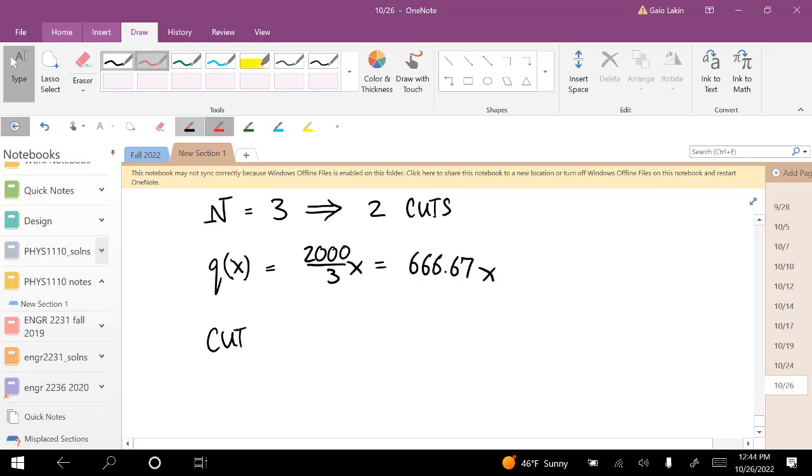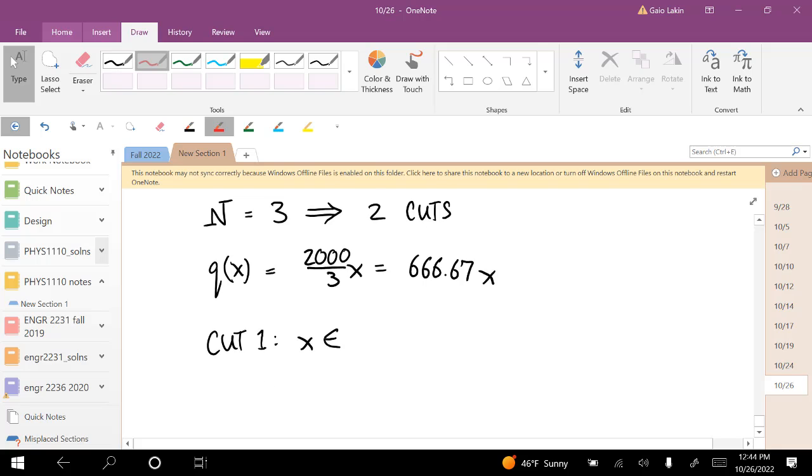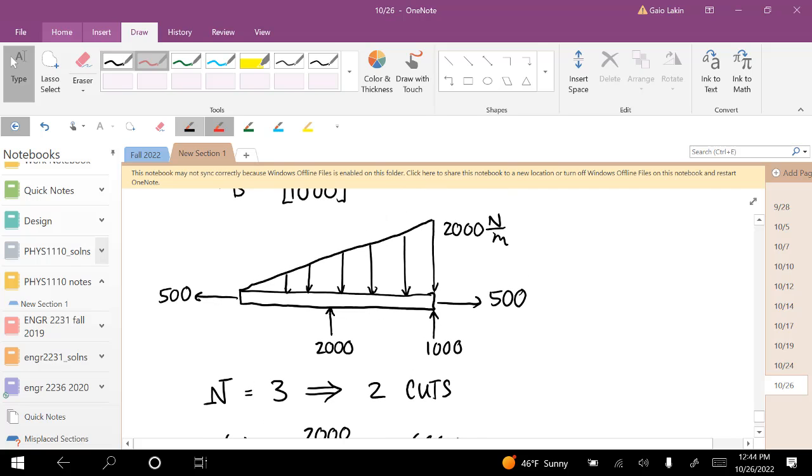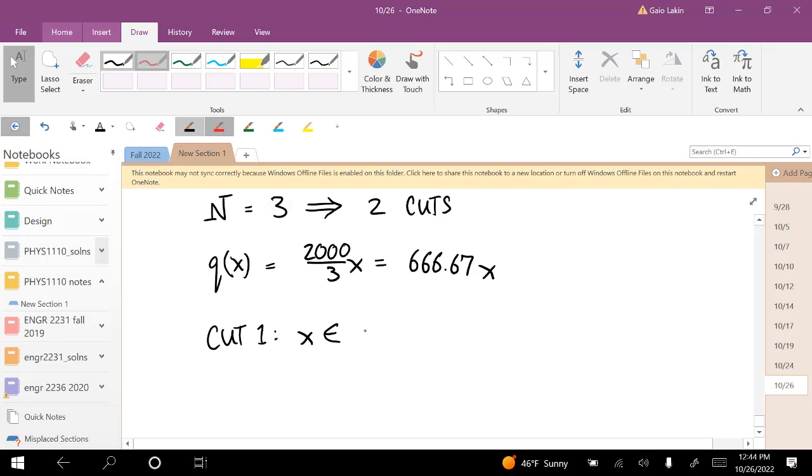Okay, so let's do the first cut. This is valid for any x between 0 and the first place where the subfunctions change, which is x equal to 1.5. So x here is between 0 and 1.5.